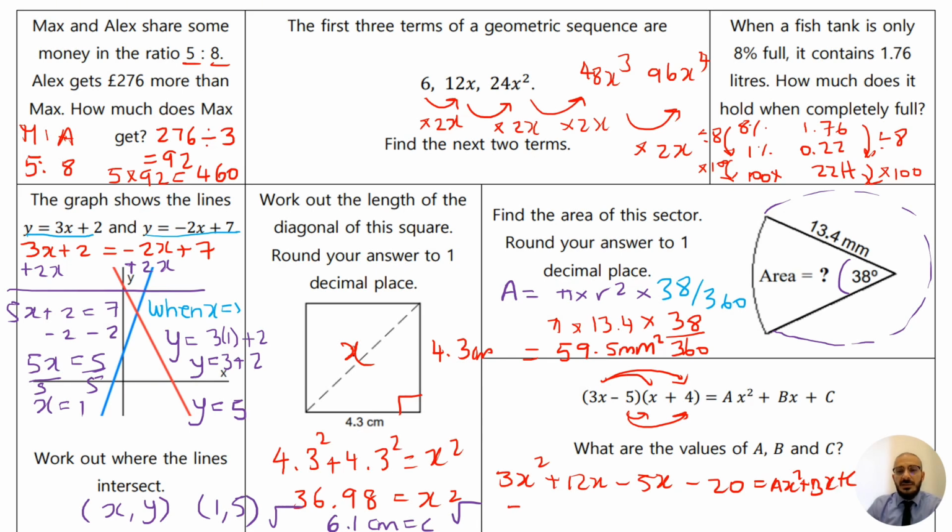So when I collect the like terms, it's going to give me 3x squared. 12x take away 5x is going to be 7x. And we're taking away 20. So in this case, 3 is A, B is going to be 7, and C is going to be negative 20.